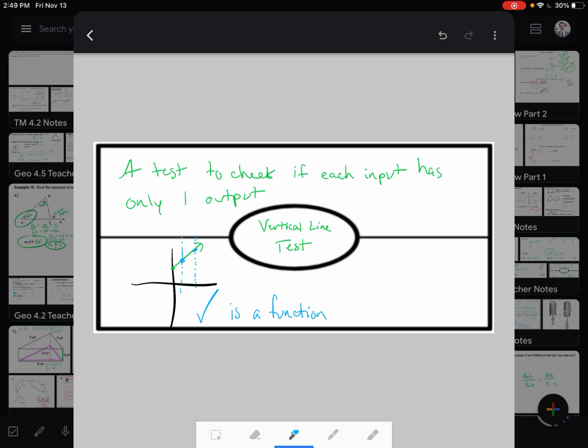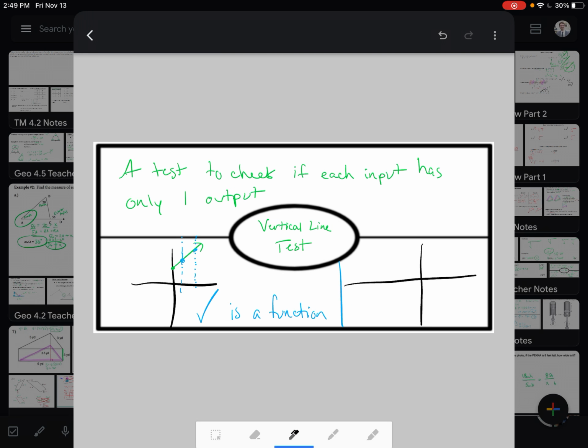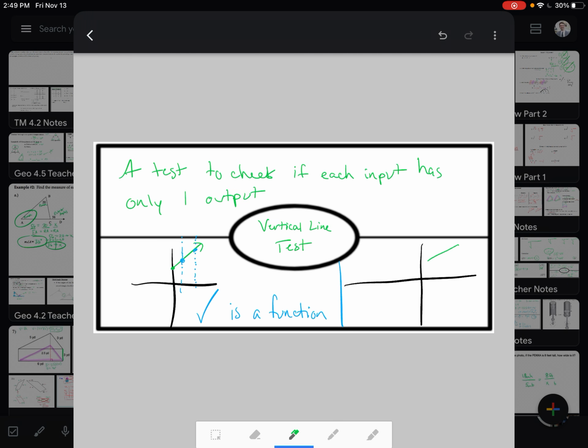Well, if you're like, well, Mr. R, that seems like most things that I've ever done, let's take a look at some things that wouldn't be functions. So maybe, for example, something that looks like this. Sometimes if I buy 1 bag of popcorn, it costs $2. Sometimes if I buy 1 bag of popcorn, it costs $7.